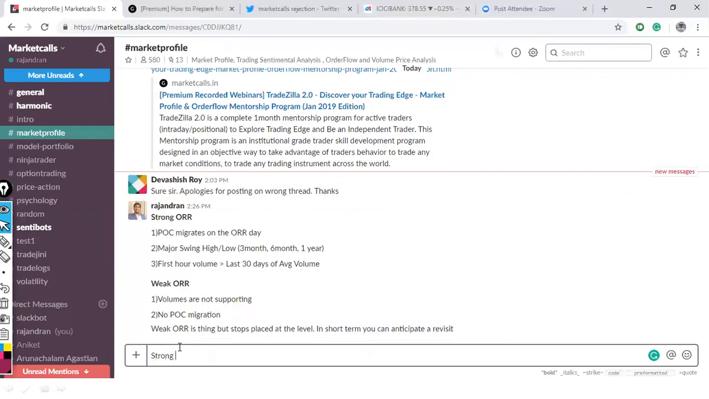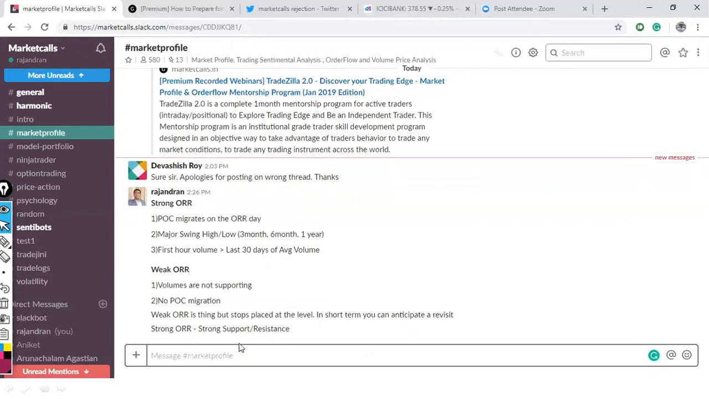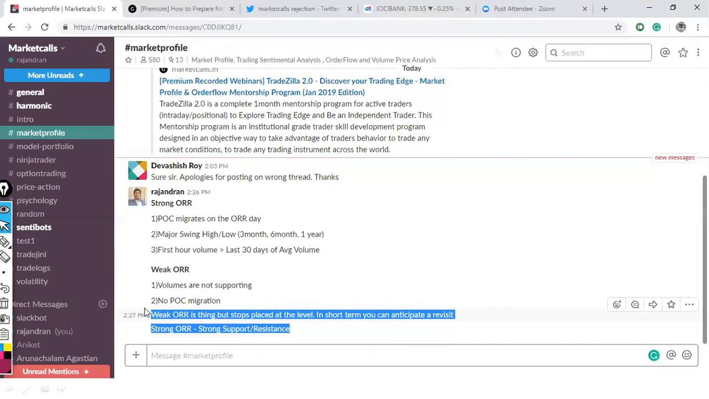Whereas for a weak ORR, it will end up as a normal day only, right? Normal day or neutral day. Yeah, kind of. It's an open rejection reverse, but it can end up like a normal day. IB will break only on one side, on the downside or on the upper side. But if it's a strong ORR, it acts like a strong support if it is happening on the downside, or it acts like a strong resistance if it is happening on the upper side. So these two key criteria you have to keep in mind.